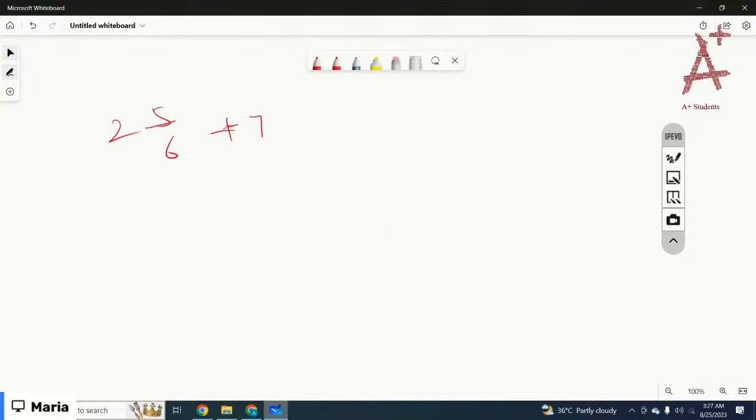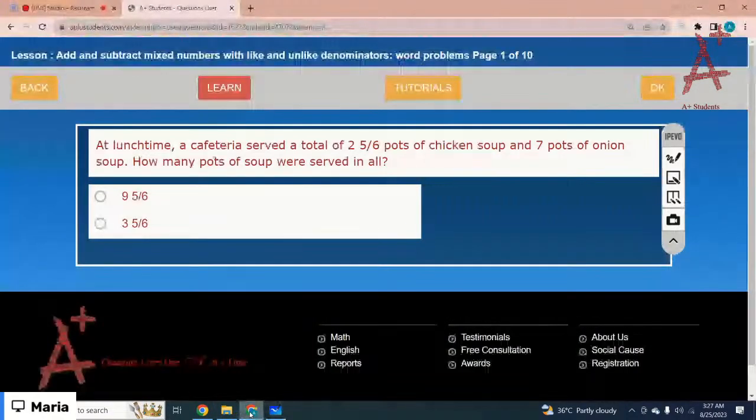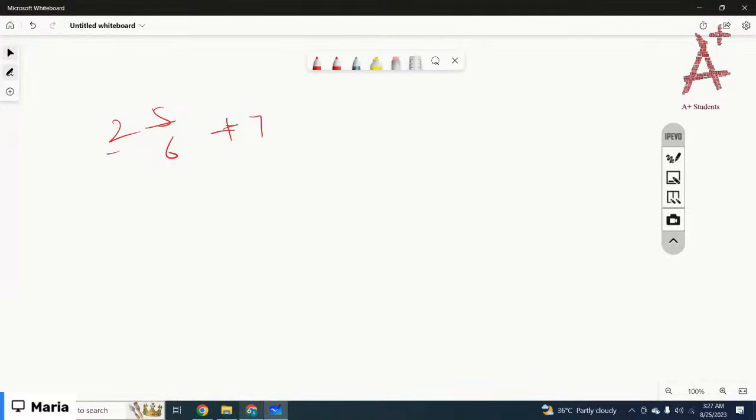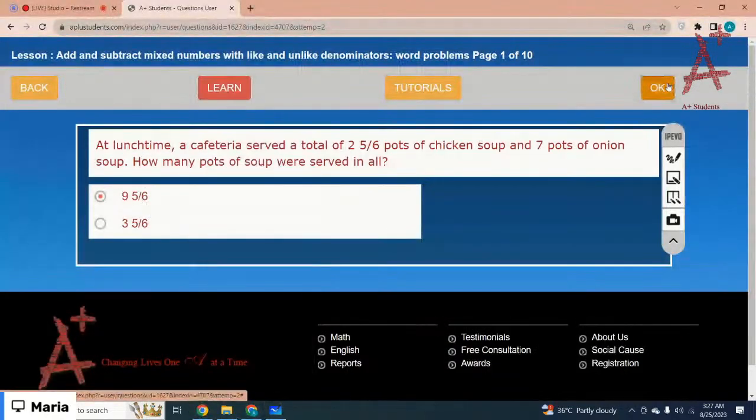So you have to add, so it would be 9 whole 5 over 6. Simply add their whole parts and fractional part, 9 whole 5 over 6. The correct option is option number 1, that is 9 whole 5 over 6.